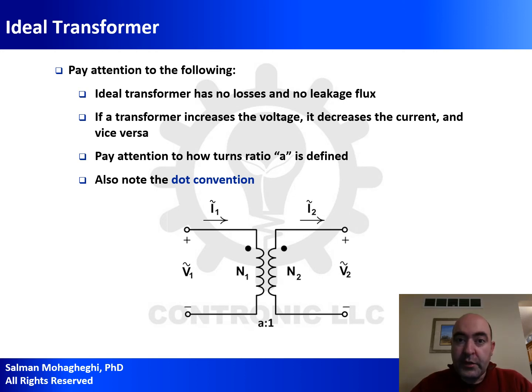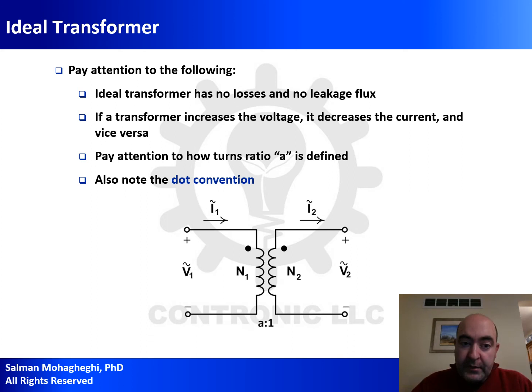In the future lectures, we will see how to deal with these non-idealities and how we actually model them. But for now, we ignore all those non-idealities and all those losses. Number two, remember that what a transformer does to voltage is opposite of what it does to current. If it increases the voltage, it reduces the current. If it reduces the voltage, it increases the current.